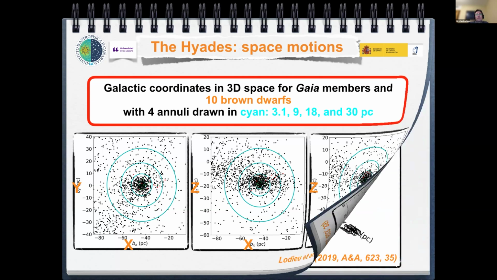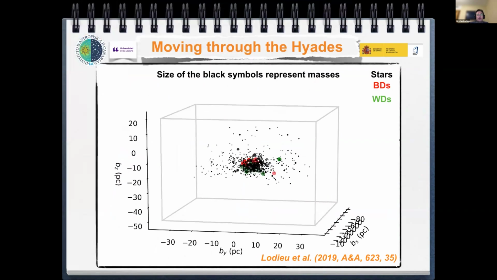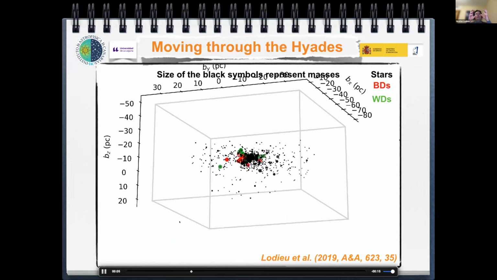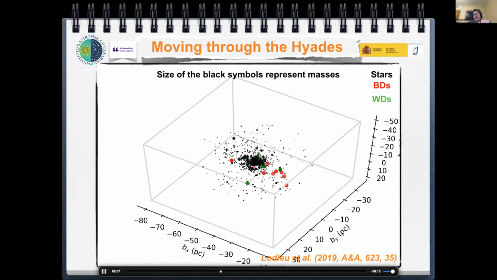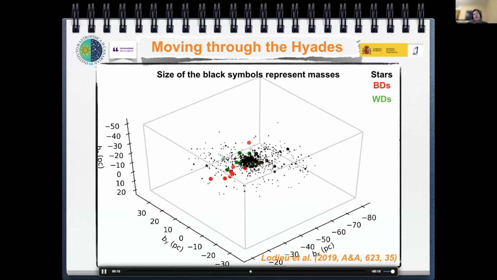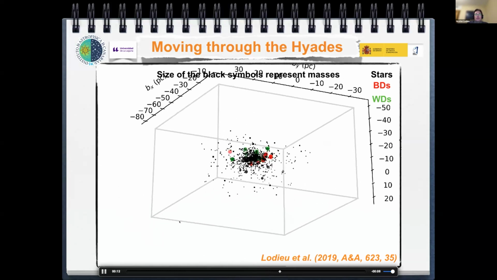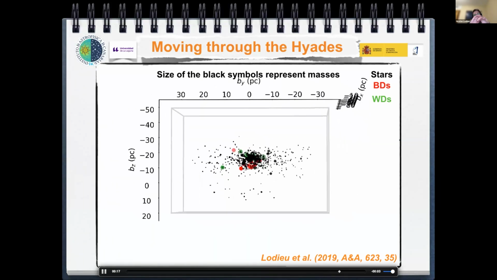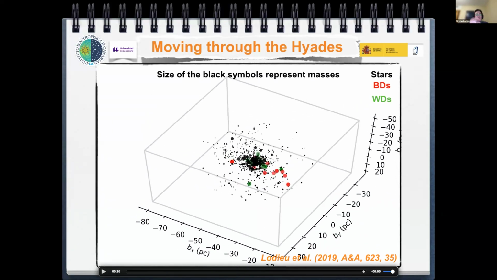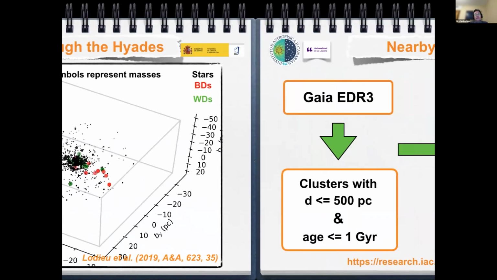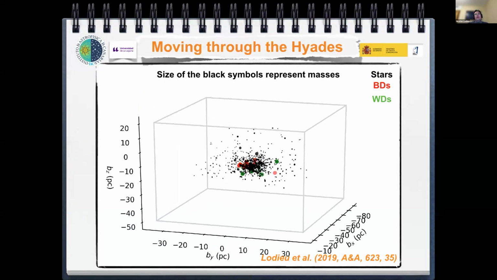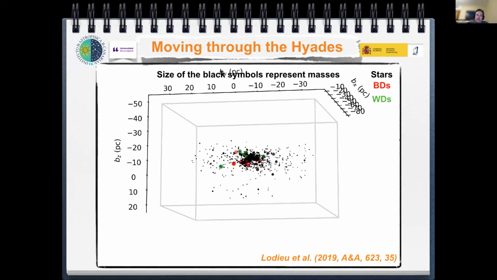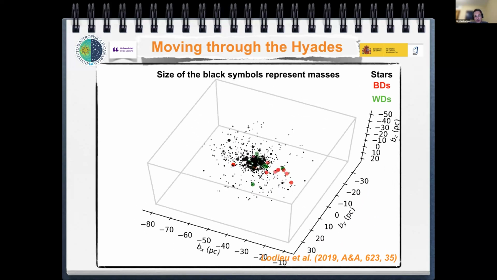And I think the best way to present it is this movie, where we have a 3D view here, and we plot the non-stellar members of the Pleiades in black. The size of the dot represents the mass, so the bigger the dot, the more massive the object. You can see most of the objects being really in the central region of the Pleiades, but some of them have already been ejected. And we added to that the brown dwarfs, for which we got the parallaxes from the ground, as well as the white dwarfs.